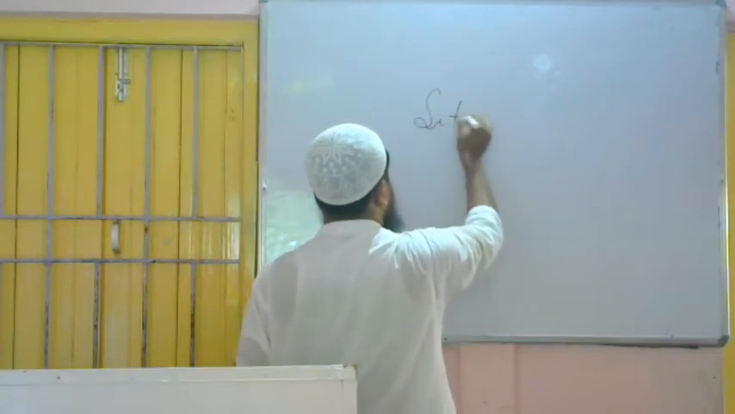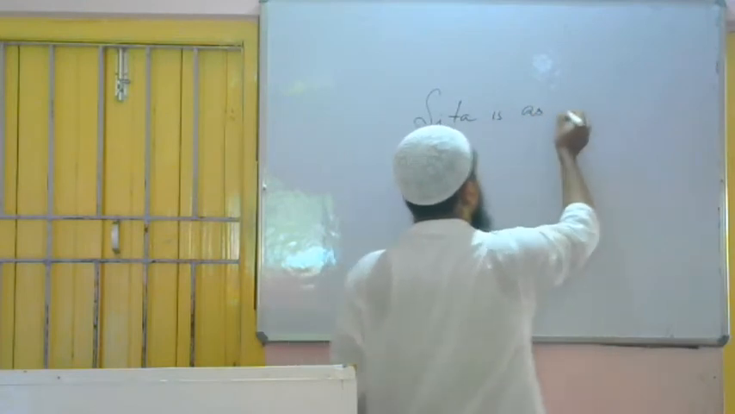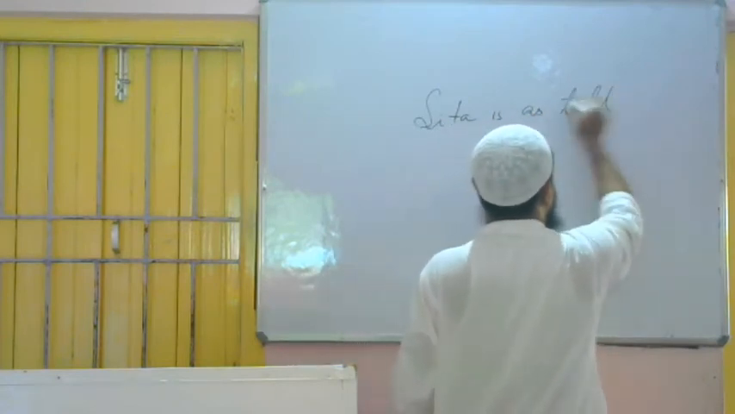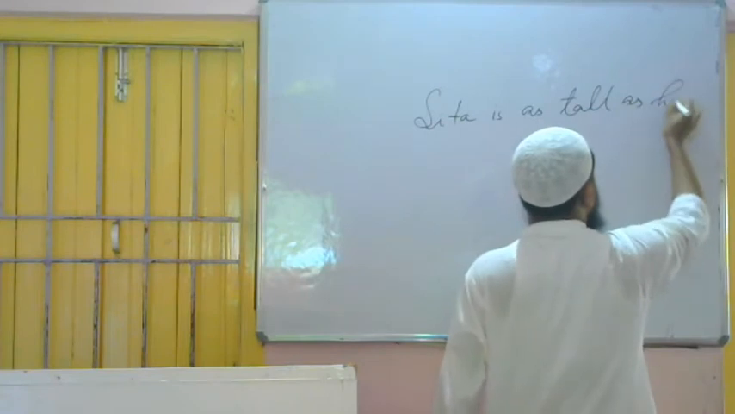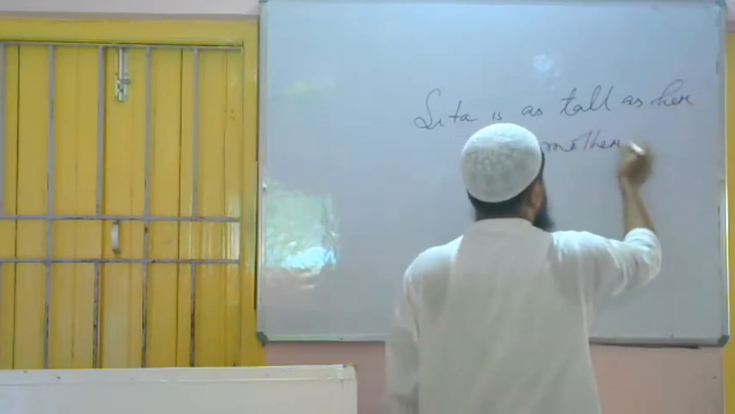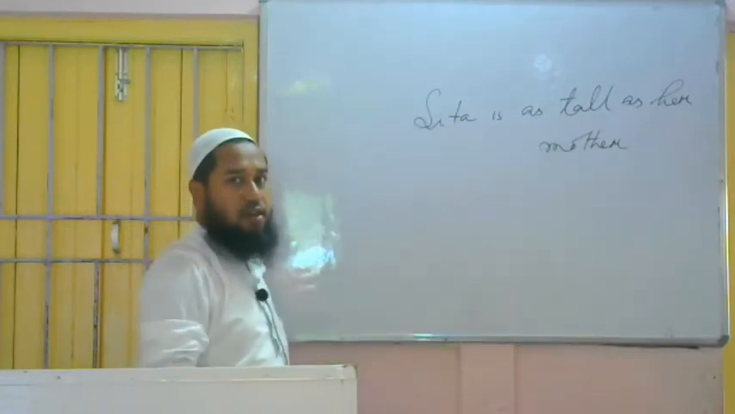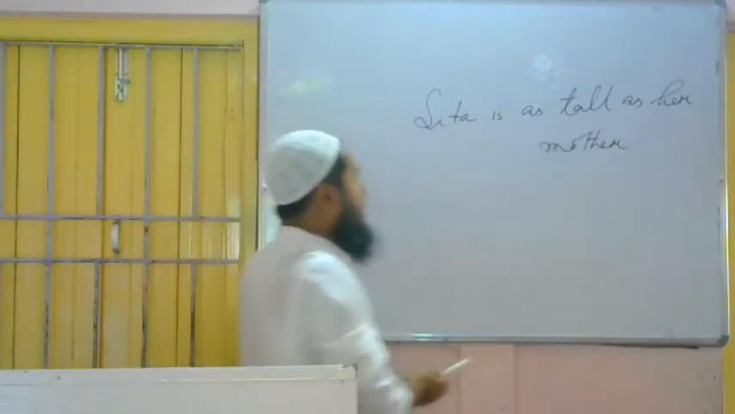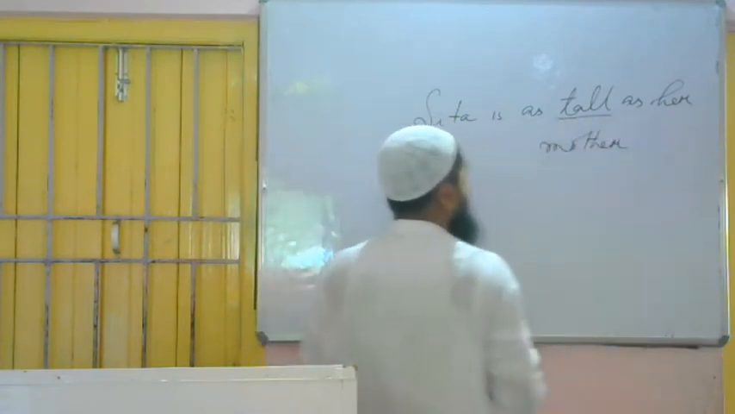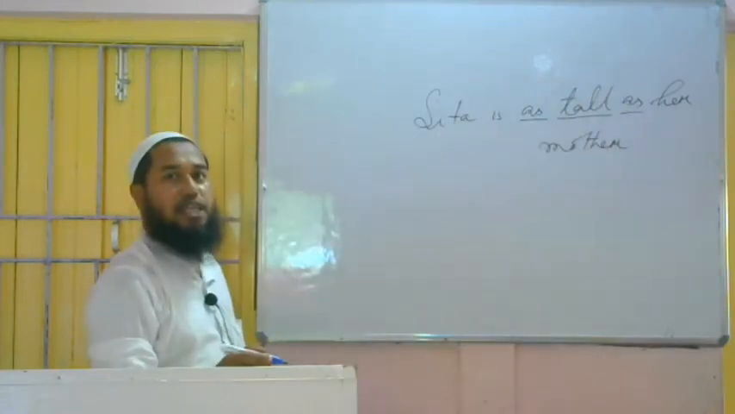Shrita is as tall as her mother. This is a sentence of which degree? This is a sentence of positive degree. How have we understood? We got the positive form of the adjective, and before that we got as, and after that we also got as. So we have understood this is a sentence of positive degree.